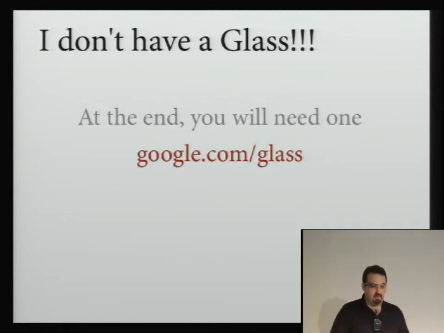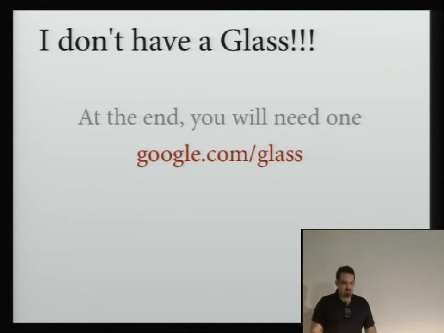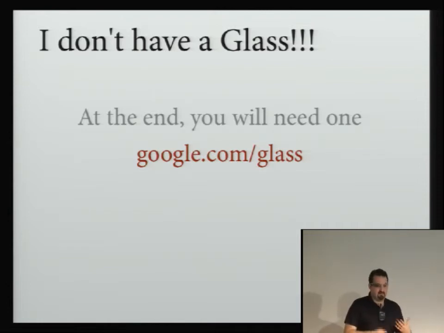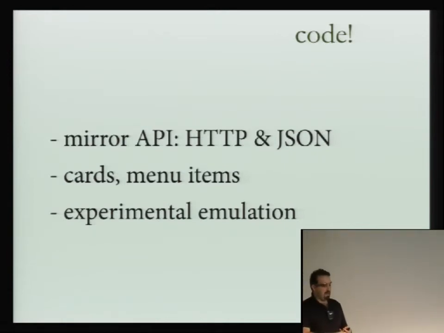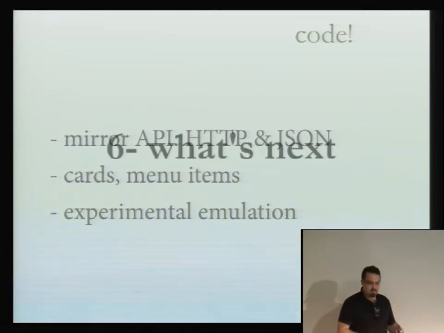At the end, you will need one, right? To understand how it works, to see how the transparency works. For that, you need to just sign up there, google.com/glass, because it's closed right now. So I'm pretty sure they will open this again in the next few months. So the Mirror API, remember: simple, plain HTTP and JSON, cards and menu items, and the emulation is still experimental.